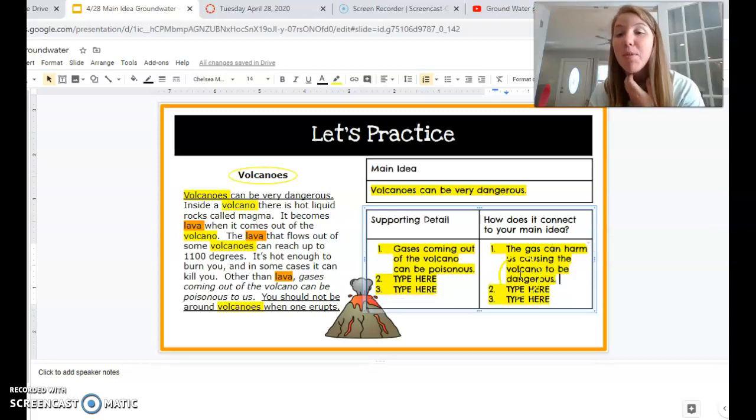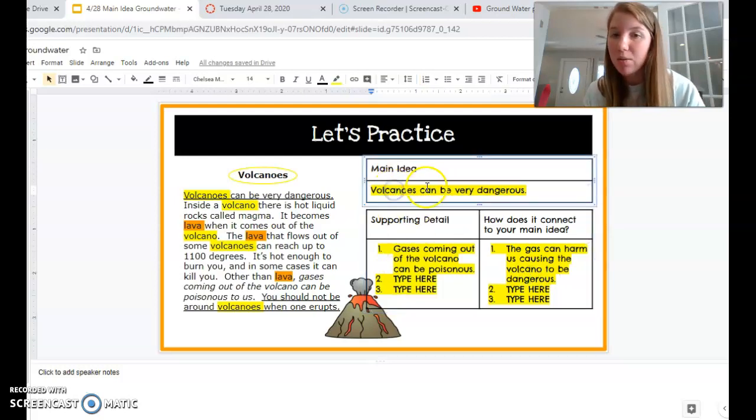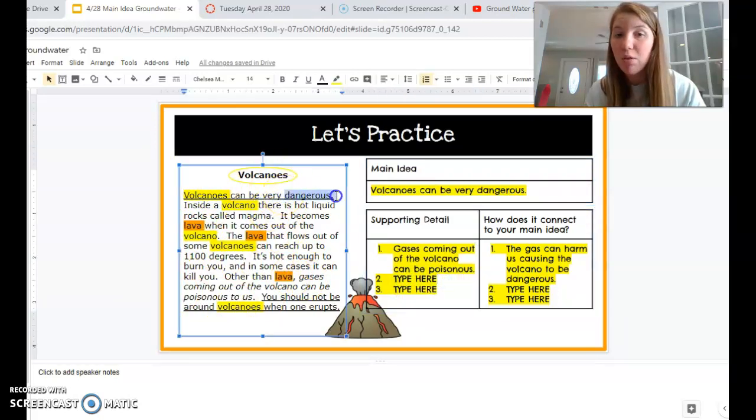I think that the word poisonous is helping us know that. Would you eat something that's poisonous? No. Do you want to breathe something that's poisonous? No. So that is dangerous to us. So that's showing that volcanoes can be very dangerous. I'm going to do one more with you. So I hope you're looking over here at another detail that shows that volcanoes are dangerous.